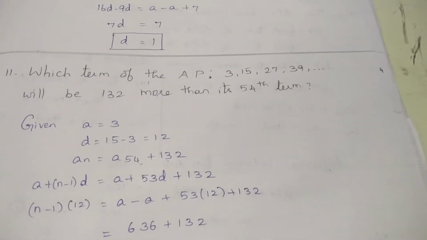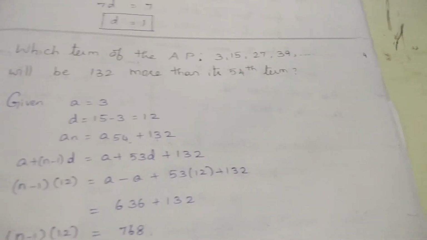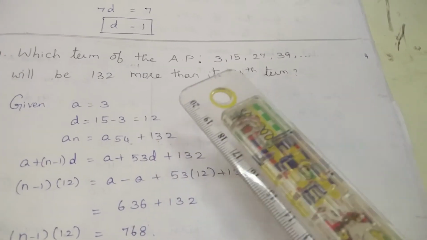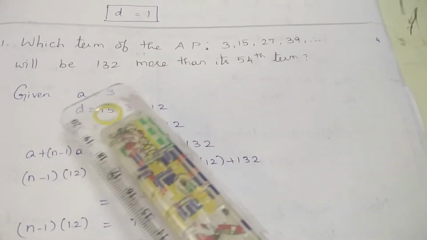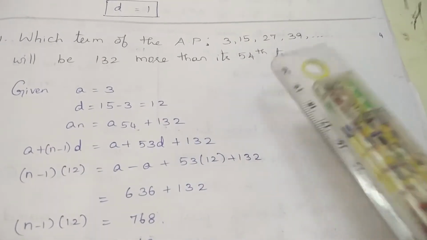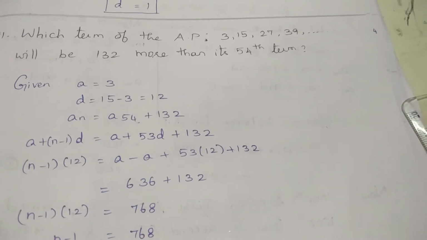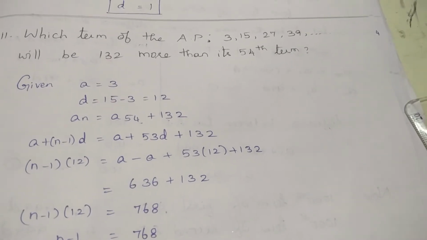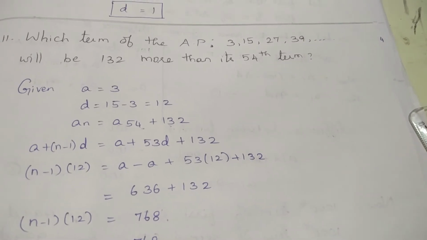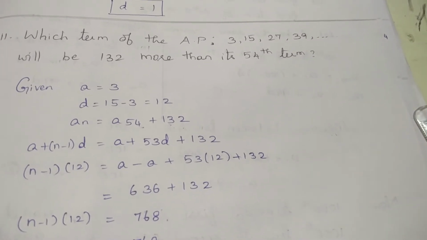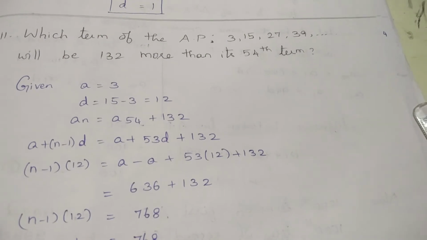Then 11th question. Which term of the AP 3, 15, 27, 39 will be 132 more than its 54th term? So you have to find that nth term. The nth term will be the 54th term plus 132. That number will be in which term? Okay, like that you have to find.